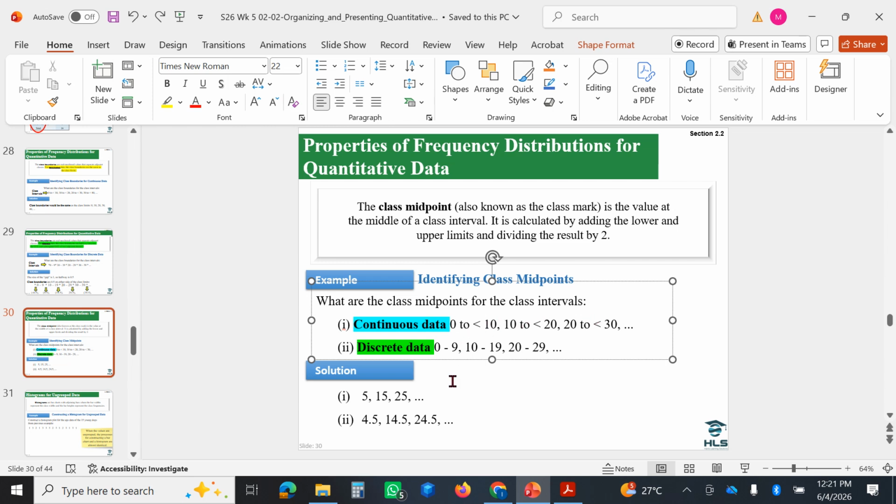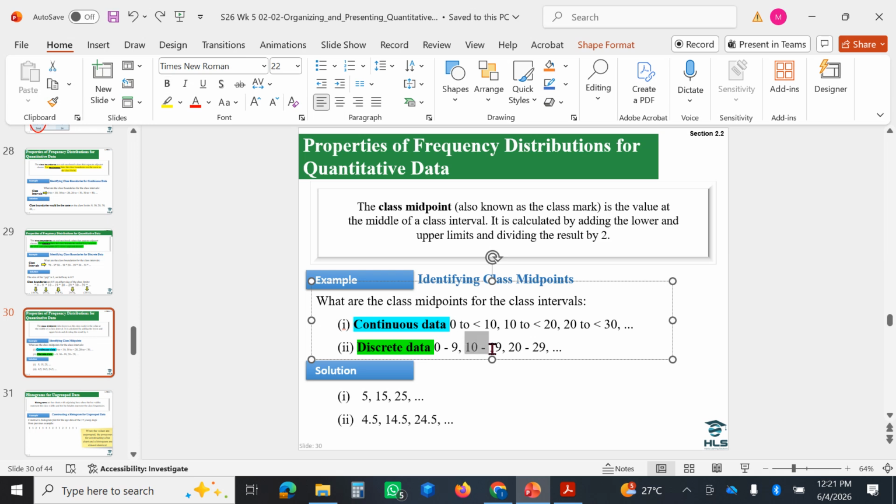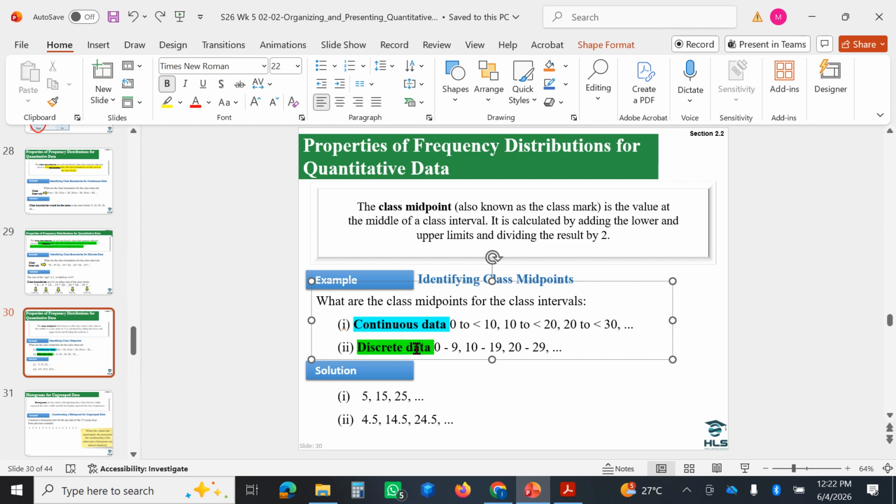This is the midpoint. For discrete data, this is where you can't count half a human. You have 0 to 9, and then 10 to 19, and then 20 to 29. There are those gaps. 0 plus 9 divided by 2, 4.5. 10 plus 19, 29 divided by 2, 14.5. A little different, okay? Because there's a gap in there, it's not included.